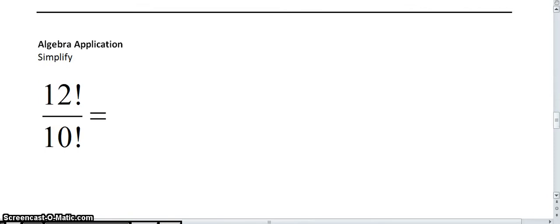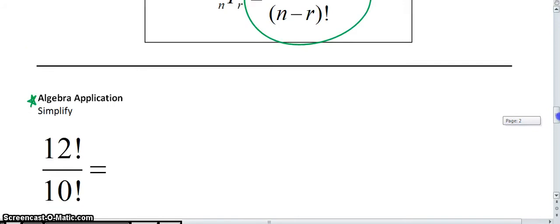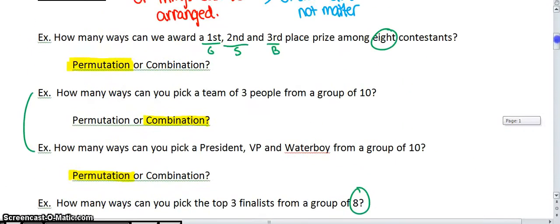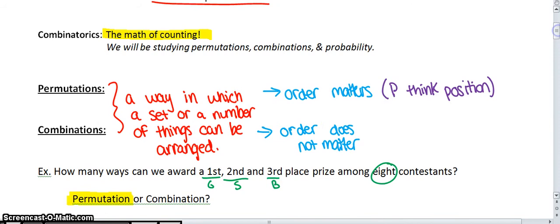What I want you to also try on your own is this algebra application. So now that I defined what a factorial is, can you simplify this? It looks kind of ugly, but see what you can come up with. And I don't recommend multiplying it all out. That's my hint. But otherwise, that's what a permutation is. It's a way of counting things and a way of figuring out how many different options there are for a given situation. So remember, permutation, P, think position, order does matter. Otherwise, come with questions and have a good rest of your night.